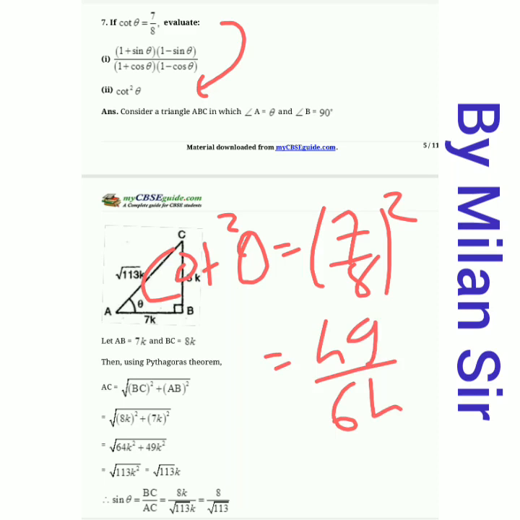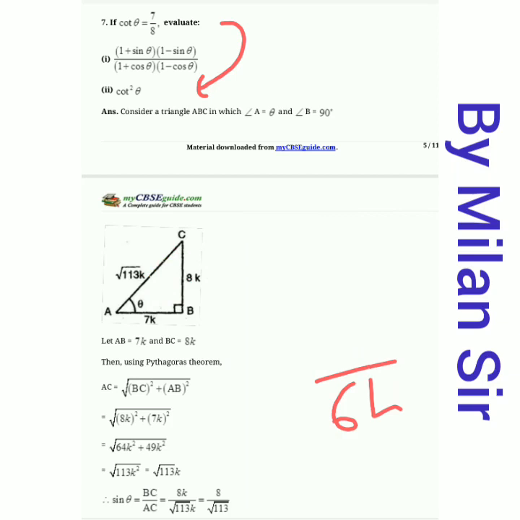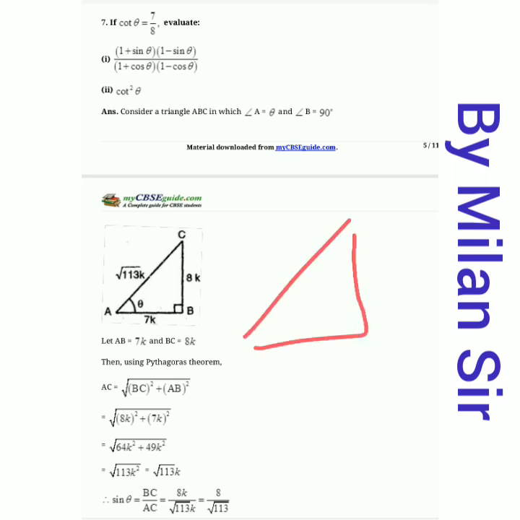But we need to find the first question, and for that we have two methods. First method is a triangle method, so make one triangle. You know that cot theta is equals to 7 upon 8. First of all, give any name to this triangle, that is ABC we are given here. Now we give theta to angle A. So 7 by 8 is cot theta.